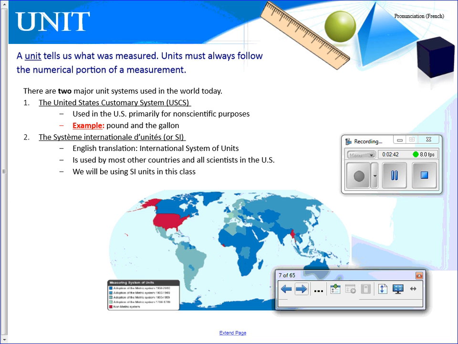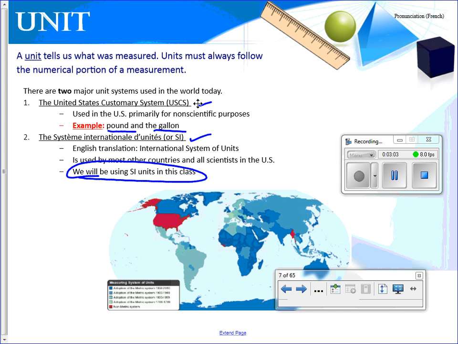A unit tells us what was measured. The units must always follow the numeric portion of a measurement. And really there's two major systems. You have the United States customary system, which you probably know from everyday life: pounds, gallons, inches. And then we have what we call the SI unit, which is what all the other countries use. We will be using SI units in this class, so make sure your units are SI units.